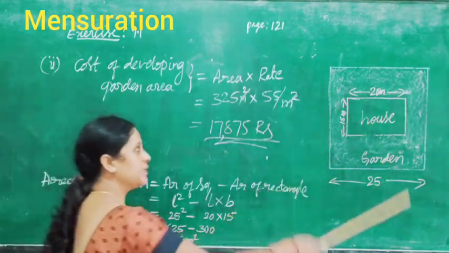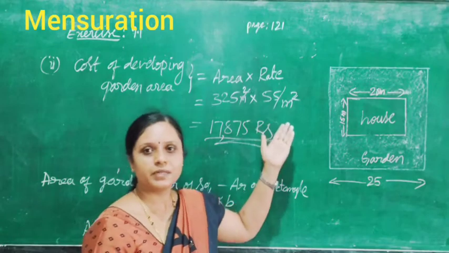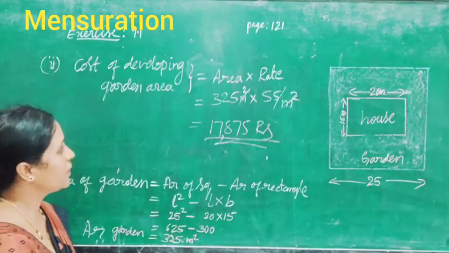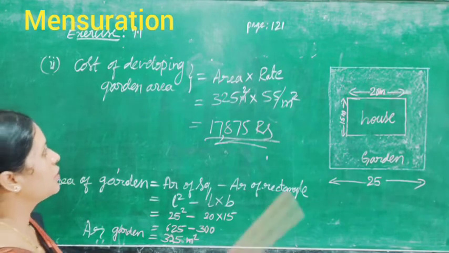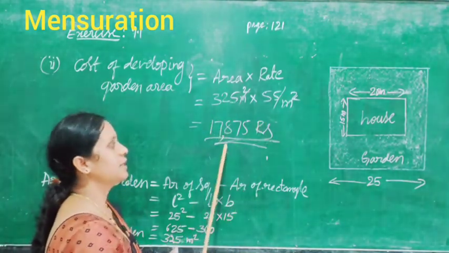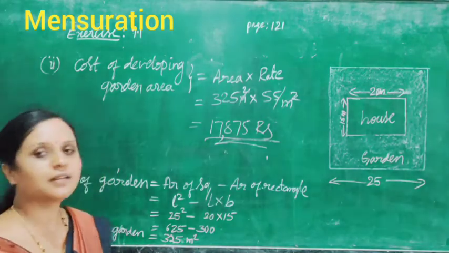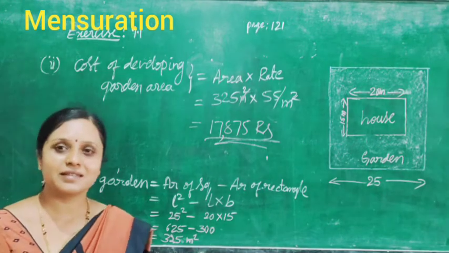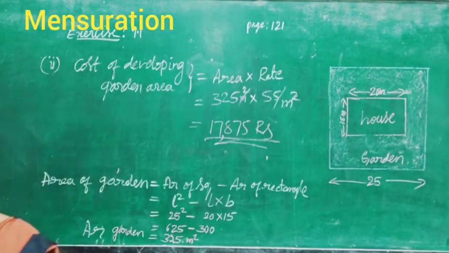For developing this garden area, the rate is rupees 55 per meter square. So per meter square is 55. What about this 325 meter square? So you multiply this to get 17,875 rupees. So in this way you can analyze and simplify the question.